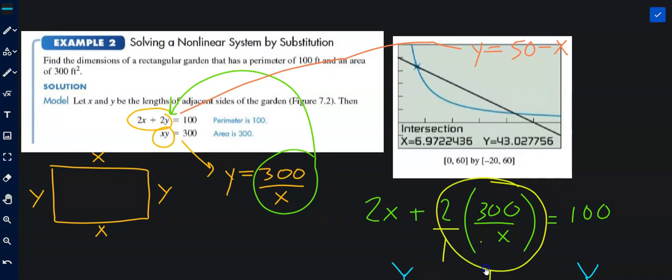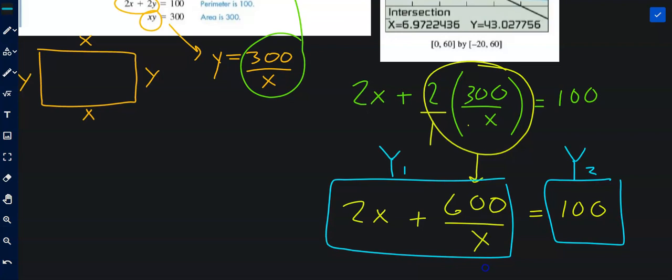So, kind of two different methods to do this. You can either use the y equals 50 minus x and the y equals 300 over x and graph those, or do the substitution like we did and then graph it that way. You're still going to use the calculator to find the intersection point. I guess two different ways to handle it, whichever way you prefer.